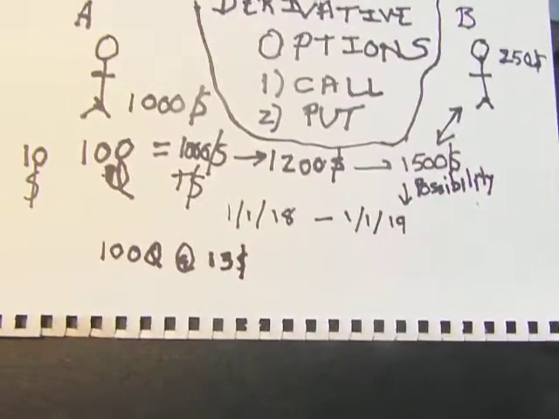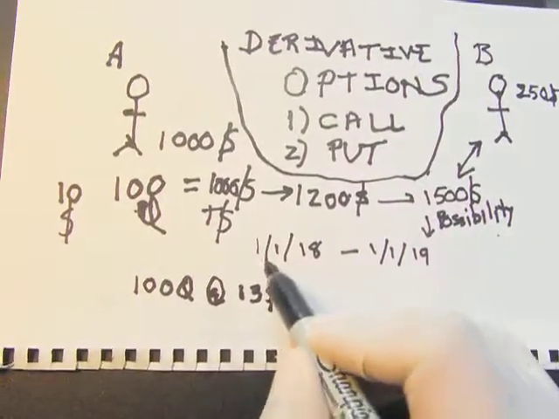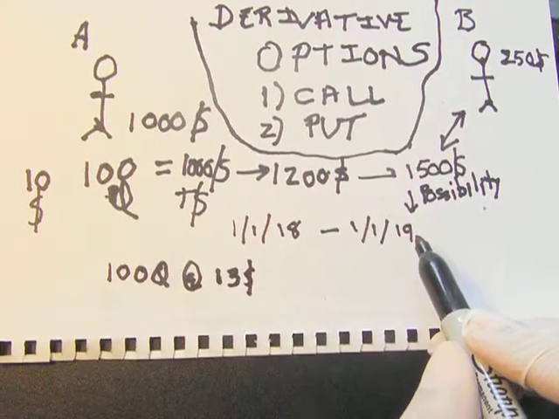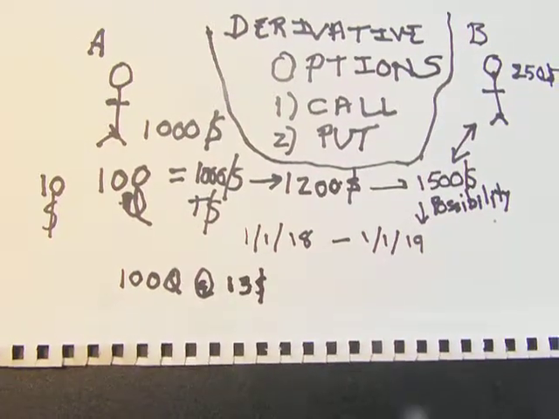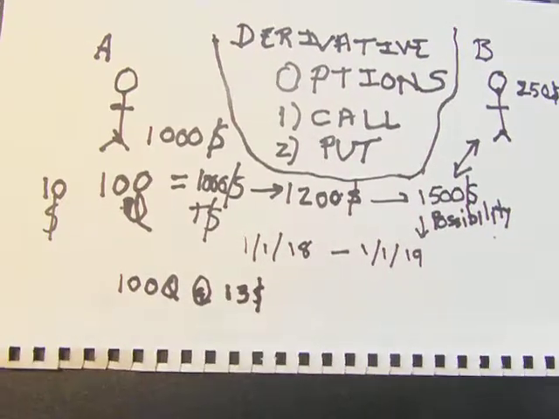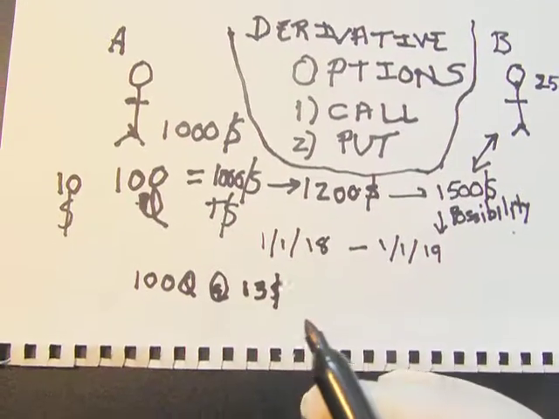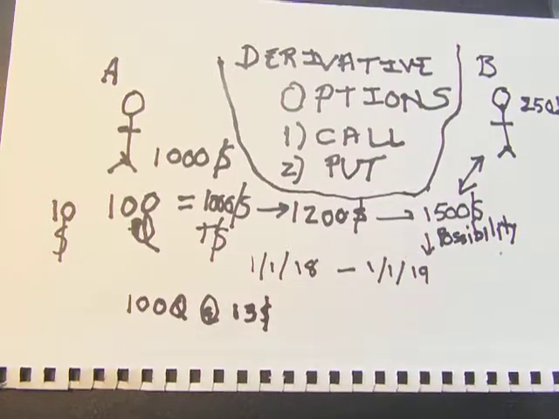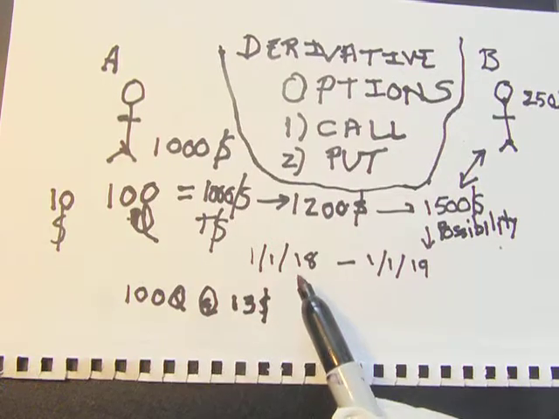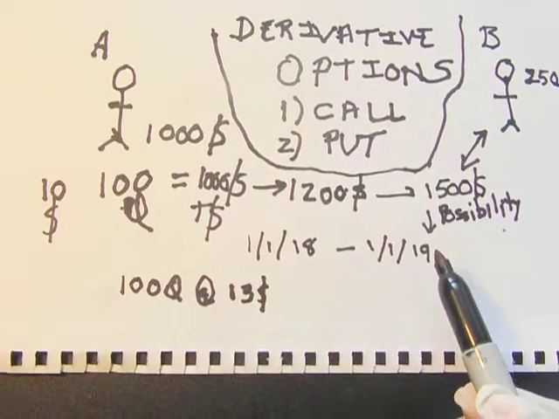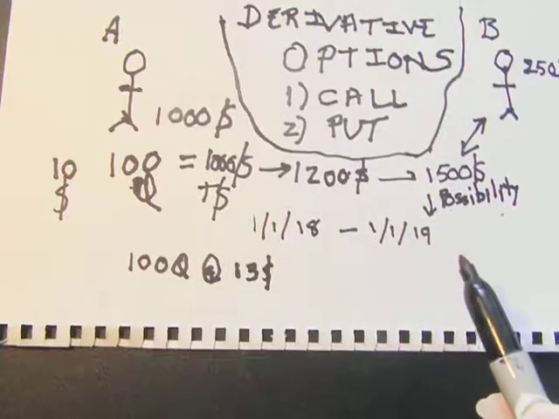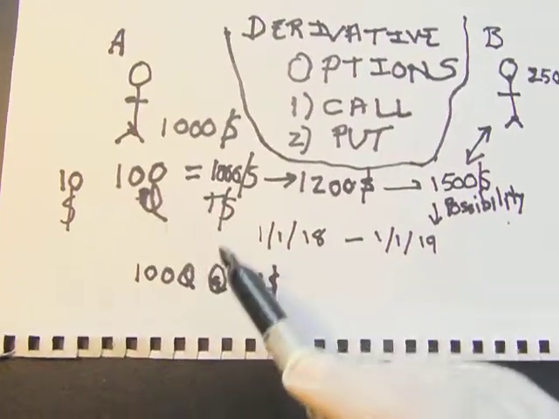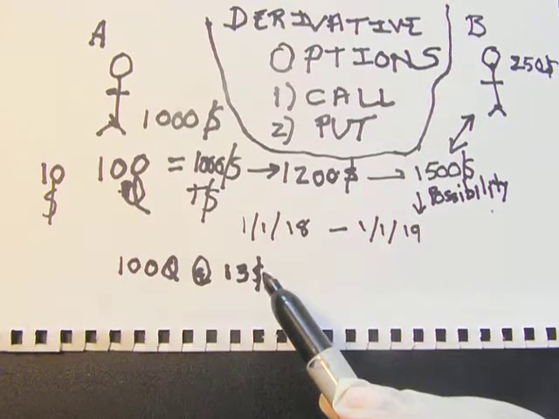If they call upon me within this time frame between 1st January 18 to 1st January 19. I will repeat. Person A says, I will create a contract, which is a call contract, which will be valid between 1st January 18 to 1st January 19. And in that contract, I'll say that I'll promise to give somebody 100 quantity of this stock, which I already have, at the price of $13 per stock.